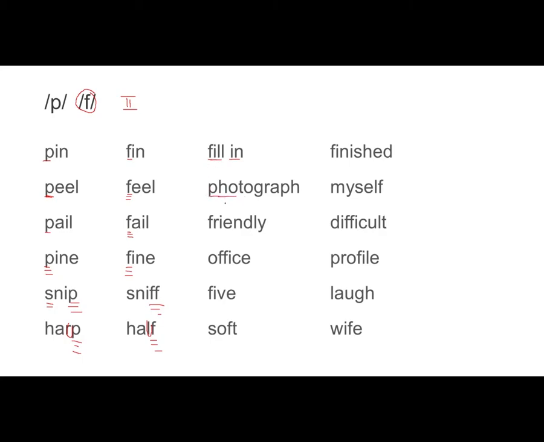Photograph, photograph. Be aware that even though it's a P sound, of course, we pronounce it as an F sound. Remember that sound, that phonology, that pronunciation is not spelling. It's just how it is. Photograph. Friendly. Office. Five. Soft. Finished. Myself. Difficult. Profile.